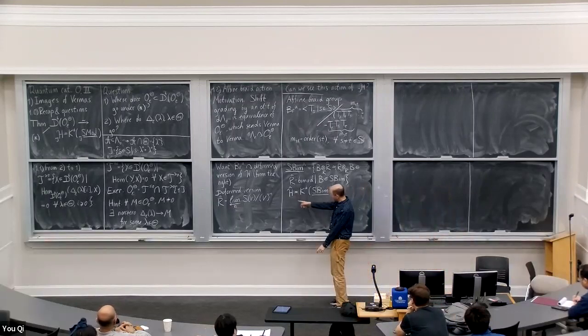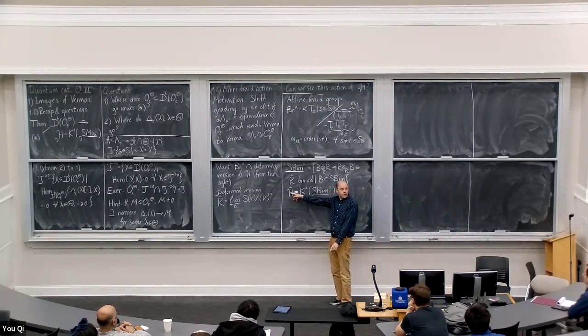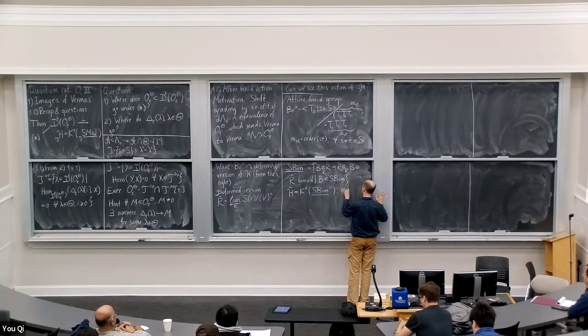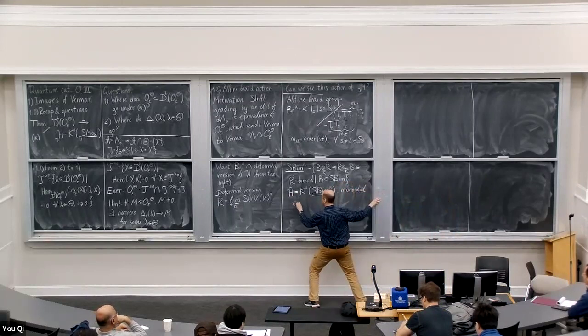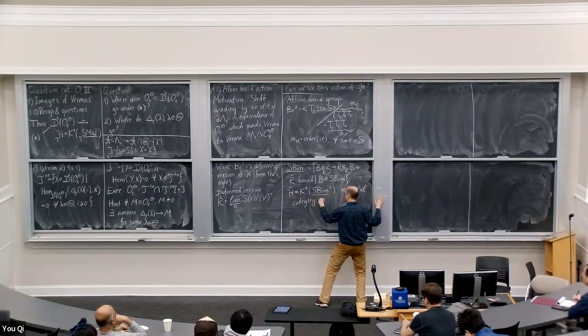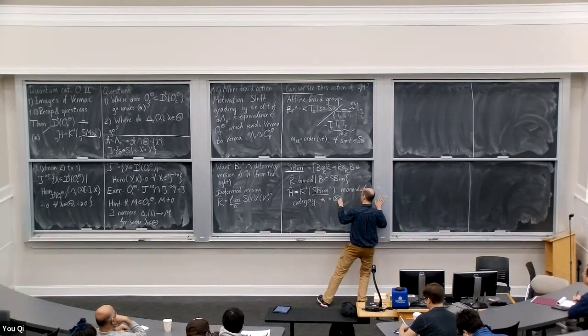And one advantage of this over H is that this is a monoidal thing. Same for bimodules. And I'm going to write the convolution sign instead of the tensor.